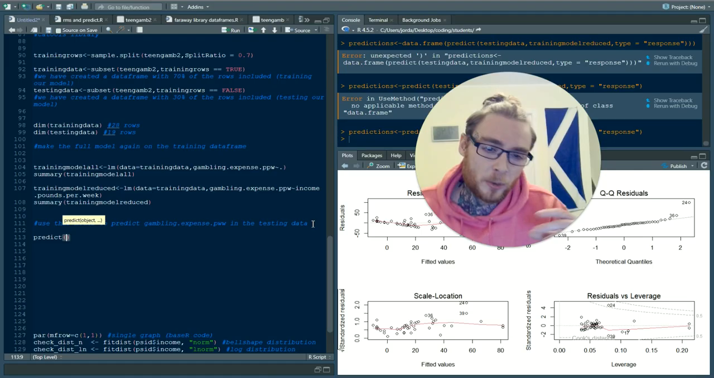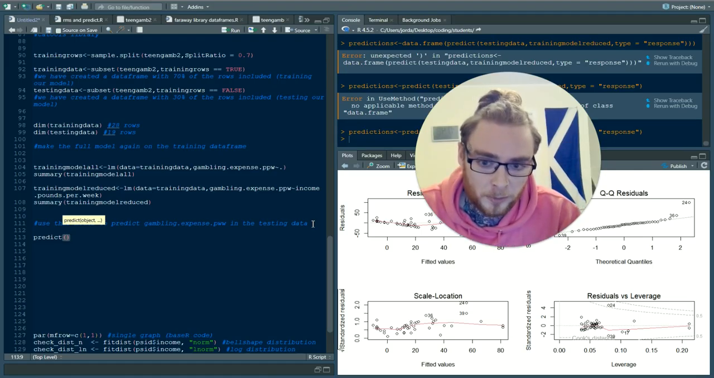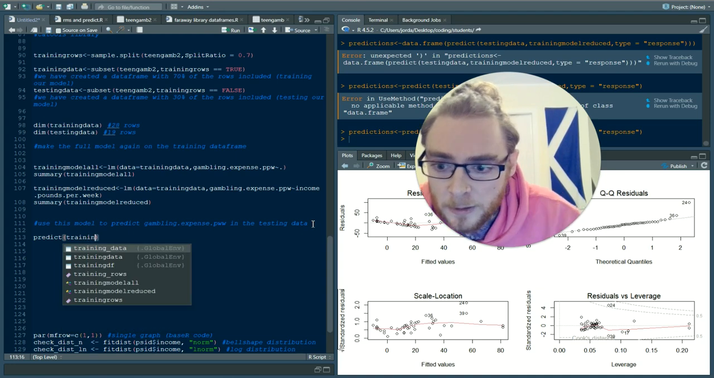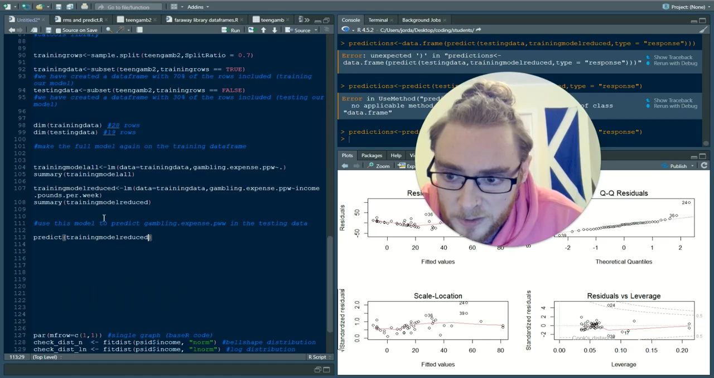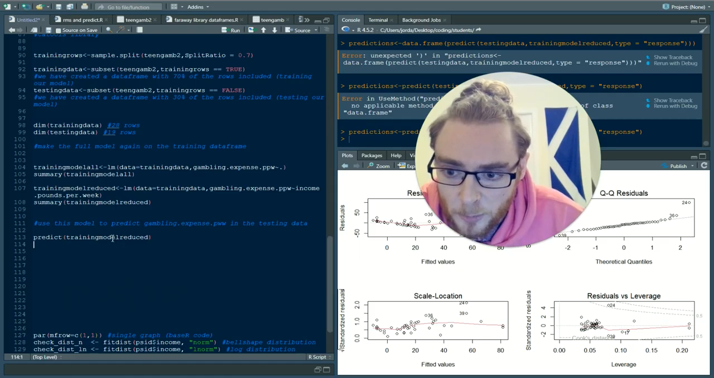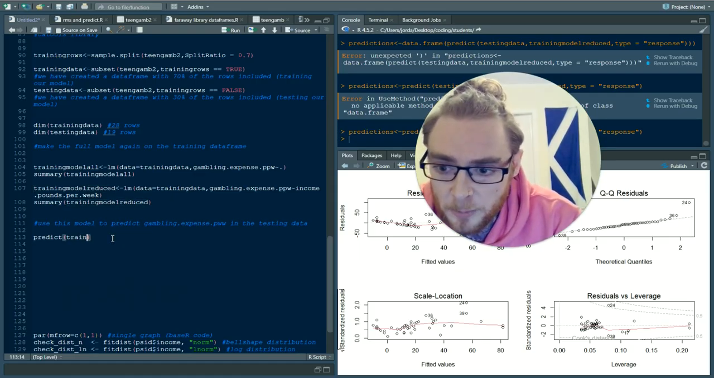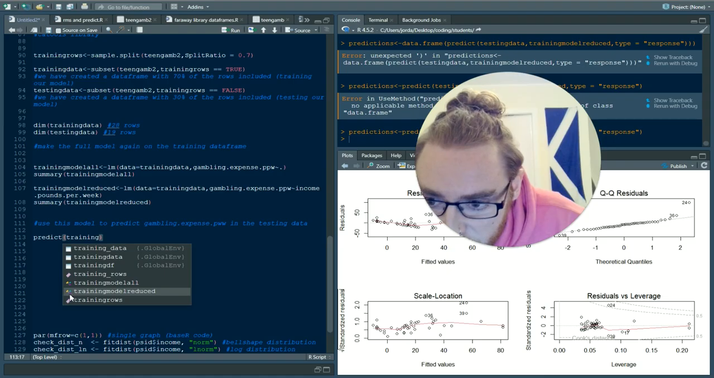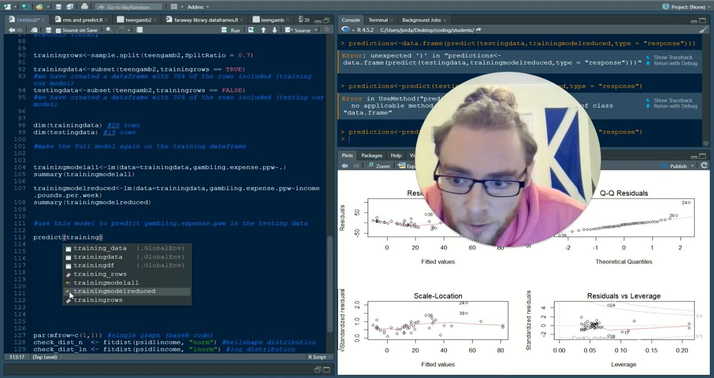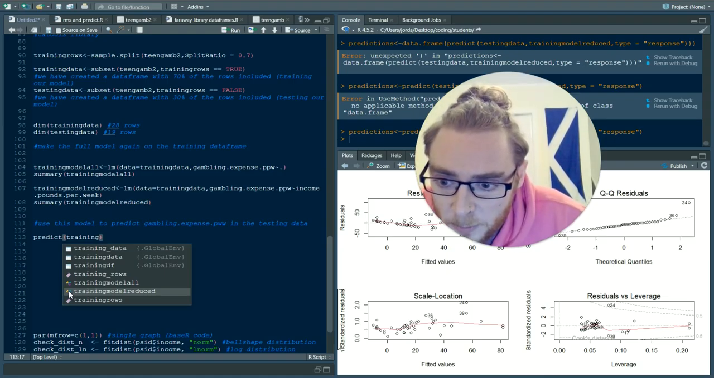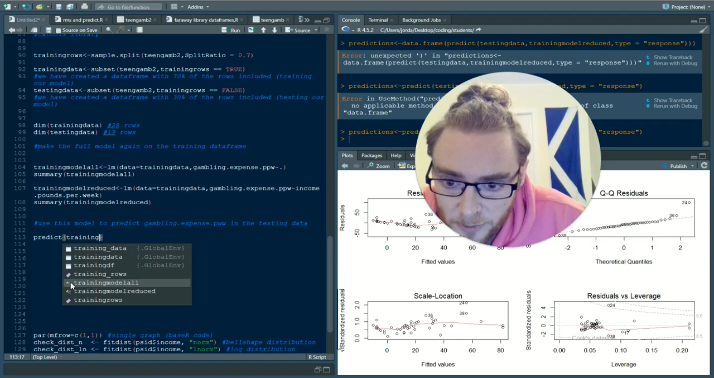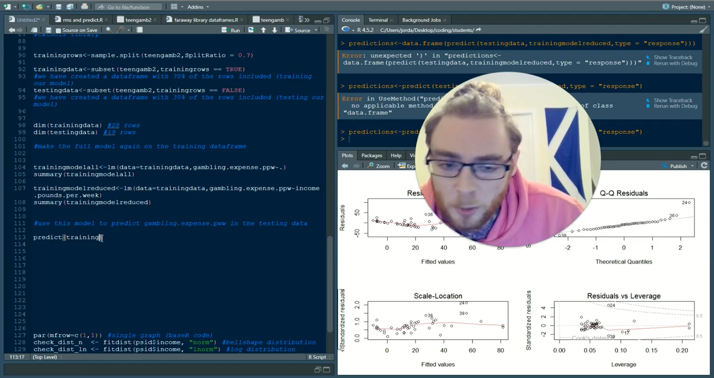Okay, it's predict, brackets, the name of the model first, training model reduced, this one here. Oh, by the way, you notice that when I start typing training model reduced, it comes up with a little symbol here. That's often used for models, okay? And this symbol is used for data frames. So you see the difference in the symbols there, telling you what the objects are.